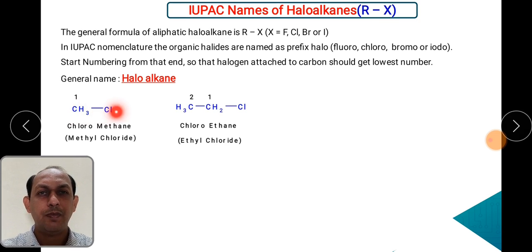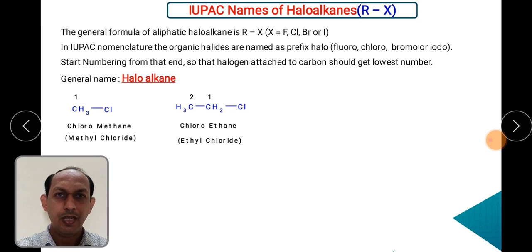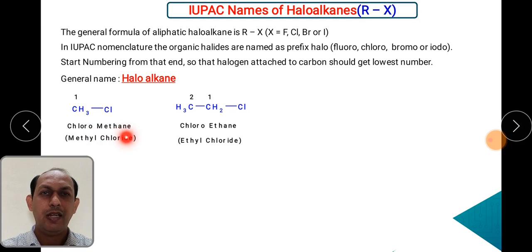So this is the first example, that is chloromethane. In this particular chain, this is a single carbon compound, so it is only containing one carbon. So your parent will be methane. Okay, only one carbon, that's why the name is methane. And we have to use the prefix chloro because it is containing the halide as chlorine. It also has the common name methyl chloride. Remember, the common name is methyl chloride, while the IUPAC name is chloromethane.